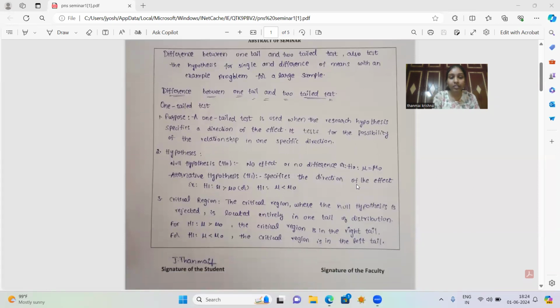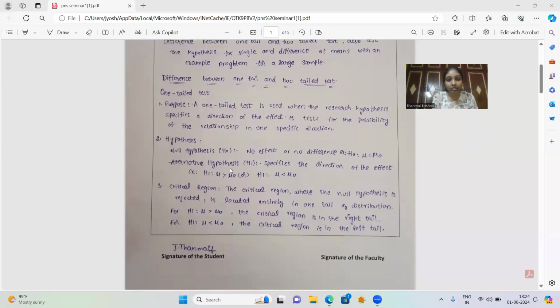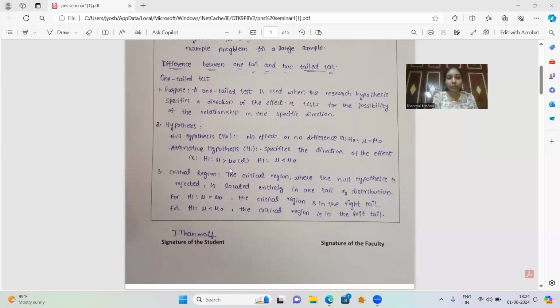Now coming to the difference between one tail and two tail test. The first difference is purpose. We use this one tail test when the research hypothesis specifies a direction of the effect, which means it can be either greater than or less than, but it specifies the direction of the effect, which means we are going to specify the possibility of relationship in only one direction.